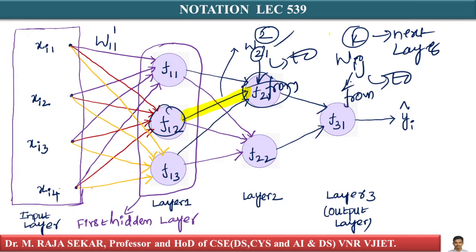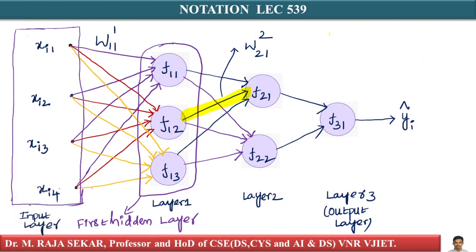It is going from the second neuron to the first neuron, isn't it? That is W21 to the power of 2. That is a superscript, isn't it? Anybody can understand. Let's write from x_i3 to f12.